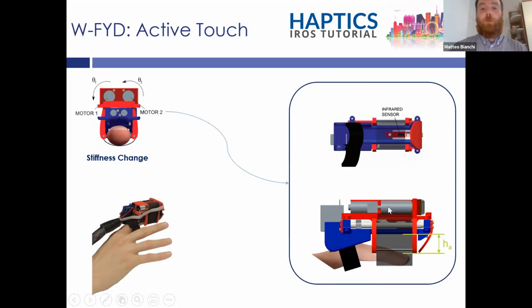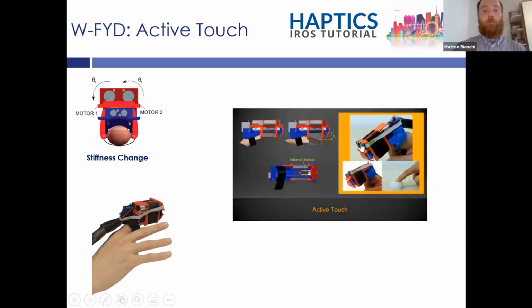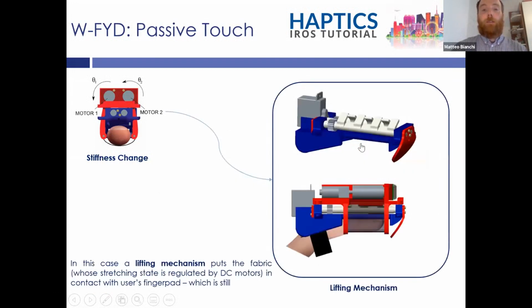And we were able to change the stretching state of this fabric by controlling two motors here. And based on the indentation that the user exerted on the surface, measured through an infrared sensor, we can modulate the stretching state. And this is a video to show what we were able to mimic with this system.